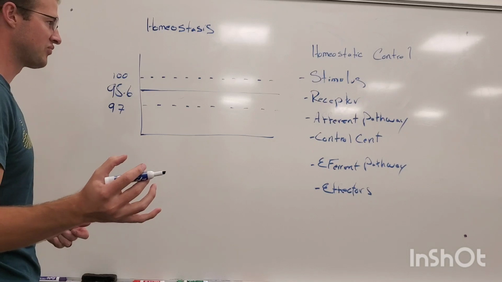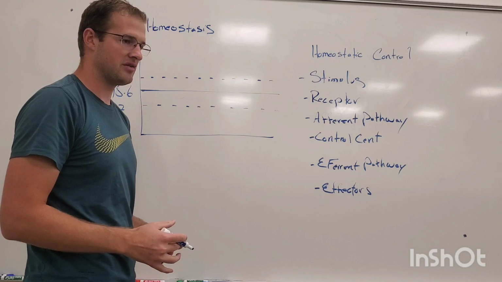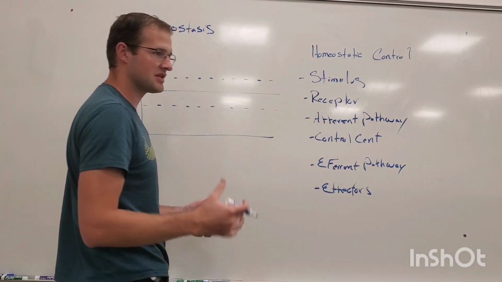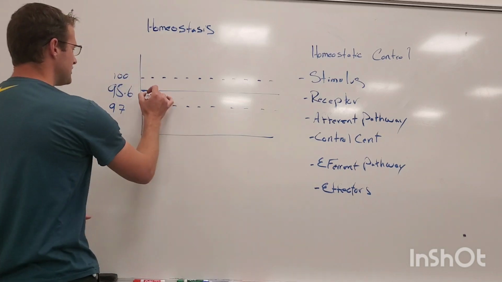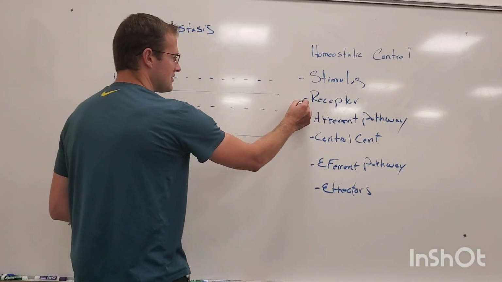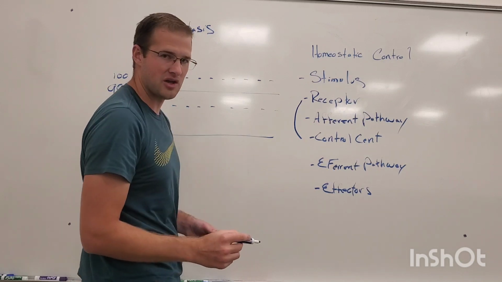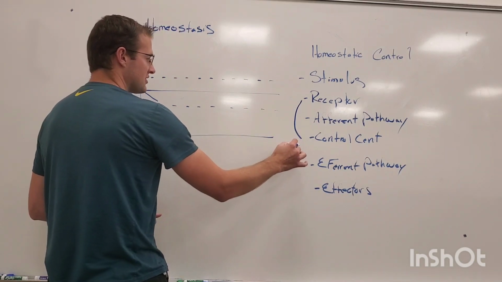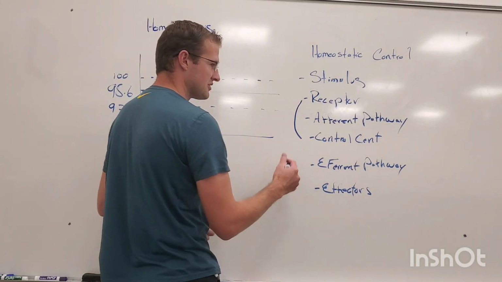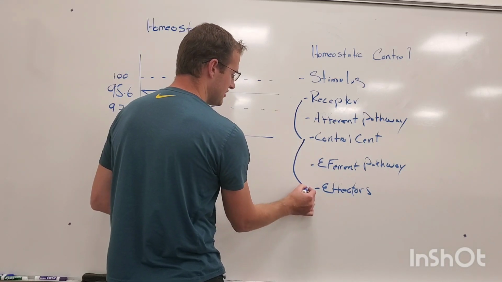So what happens if it's cold outside? If it's cold outside, we're not wearing a jacket, the stimulus will be the temperature outside, so it's cold. So we have receptors on our skin that say, hey, it's cold, our body temperature's starting to go down. The receptor takes that information along the afferent pathway to the control center. The control center here is our hypothalamus in our brain. It tells our control center, hey, our body temperature is starting to go down. And so our control center makes a choice. It says, okay, we need to do something about this. So it sends a message along the efferent pathway to the effectors.